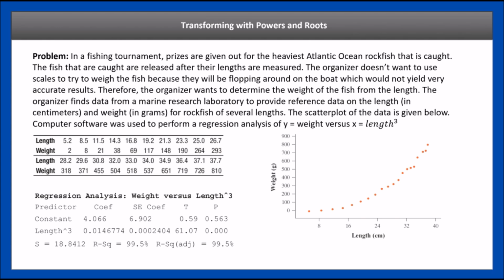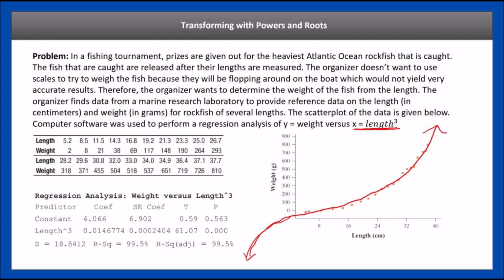The organizer finds data from a marine research laboratory to provide reference data on the length. We need reference data so that we can calibrate to figure out what our weight could be. The scatter plot of the data is given below. Computer software is used to perform a regression analysis of y equals weight versus x equals length cubed. So we are assuming the data seems to be cubic in nature. A cubic function starts at 0 and has that form, so we're thinking it's some kind of cubic looking function.